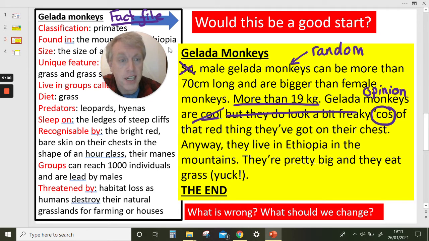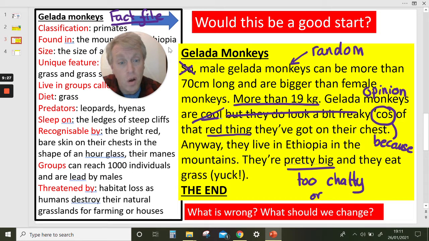Cause, oh, that's a contraction. We would need to write the full phrase. Because. That red thing, no, that's not enough detail, not scientific language. Anyway, they live in Ethiopia in the mountains. They're pretty big. No, that is too chatty or informal. And they eat grass. Yuck. Well, that's just your opinion. That's not what a scientist would say.